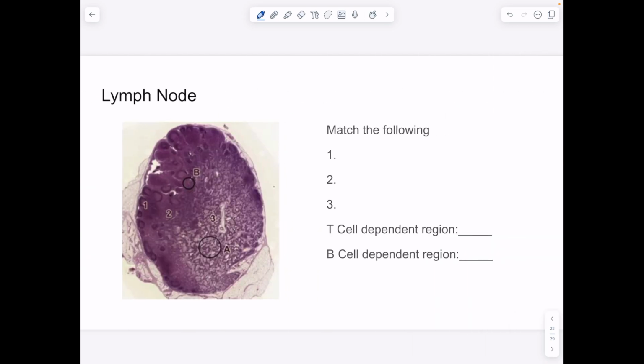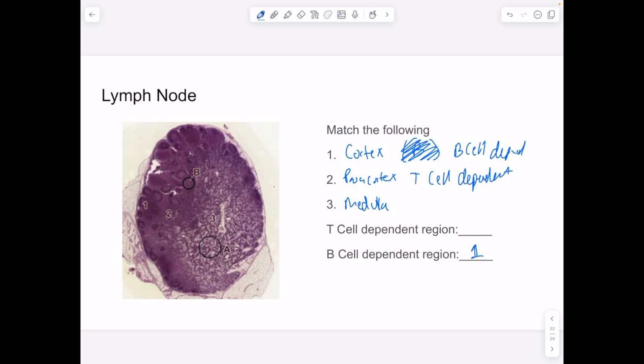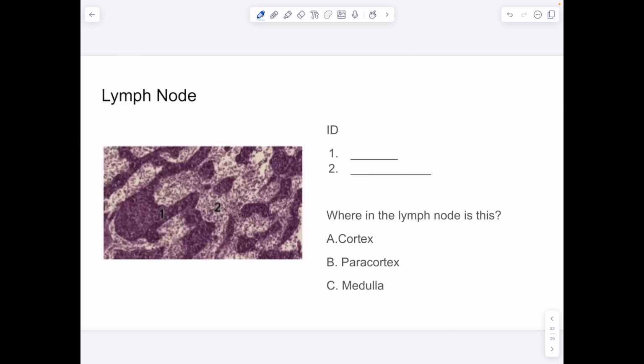Great, so let's do a quick review. We have our lymph node, we have the cortex, which is B-cell dependent, so that's 1, and then we have our paracortex, which is T-cell dependent, so 2 is our T-cell dependent region, and then we have our medulla with the medullary sinuses.